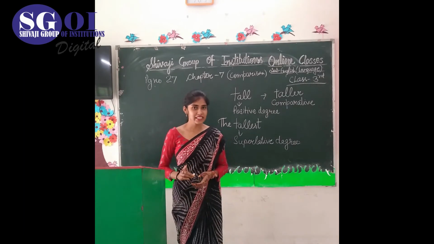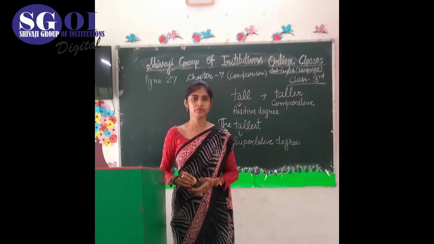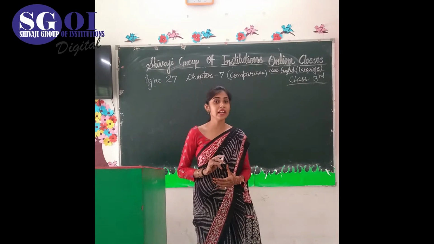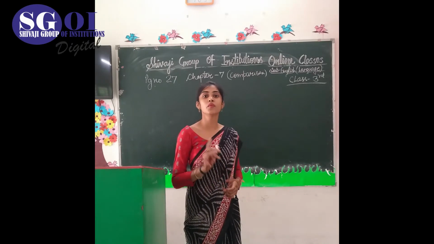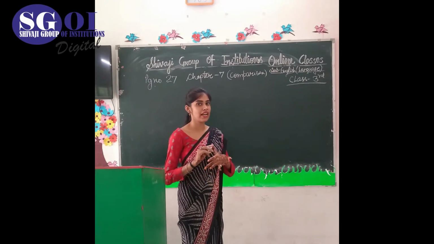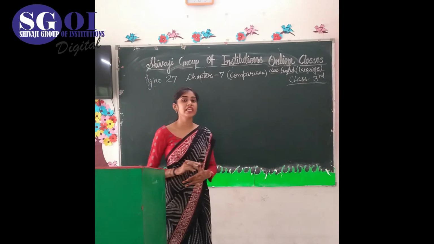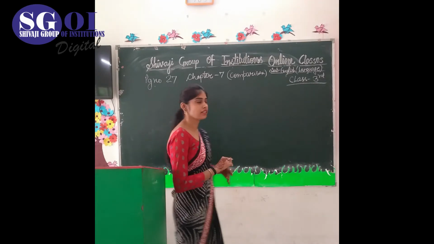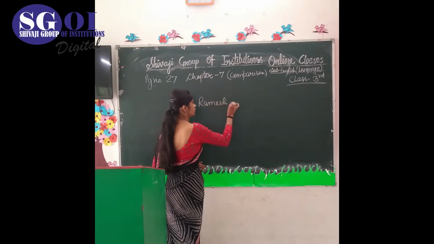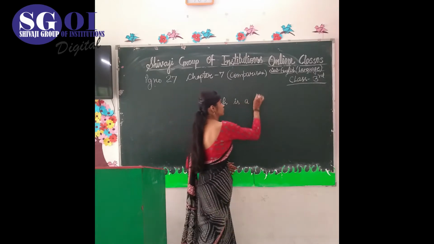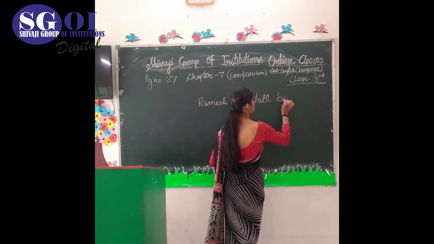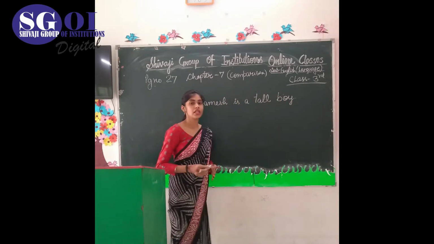I am taking a sentence here. Describing words, adjectives. You know about describing words? The words which describe a noun are called describing words, and these are called adjectives. I am going to take a name, Ramesh, here. Ramesh is a tall boy.